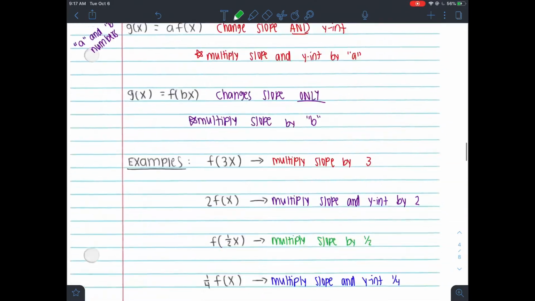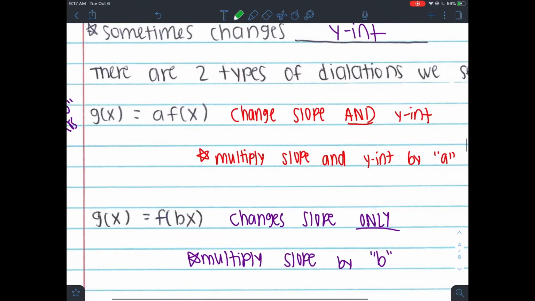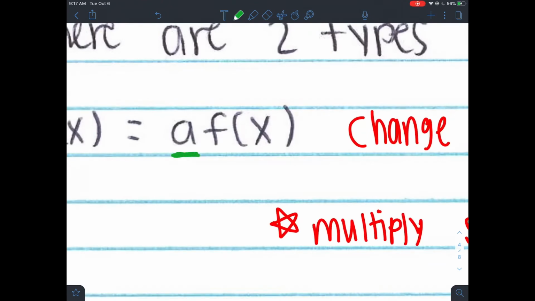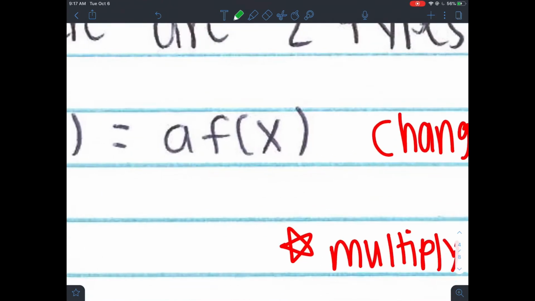With the examples here, you see that the a is attached to the outside of f of x. Now, what operation is happening between the a and the f of x? It's actually multiplication. Here, there isn't a multiplication sign, but you know they're being multiplied because they're connected, like 3x means 3 times x, we just don't write that multiplication sign in between. So I know this is multiplication because the a is attached right to it. The question is, would I multiply it to the slope only, or the slope and the y-intercept?